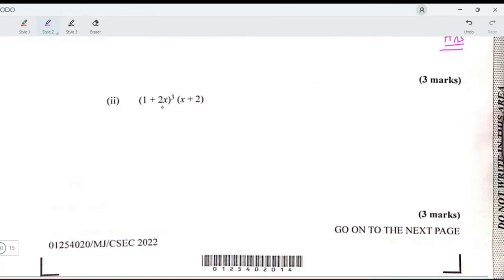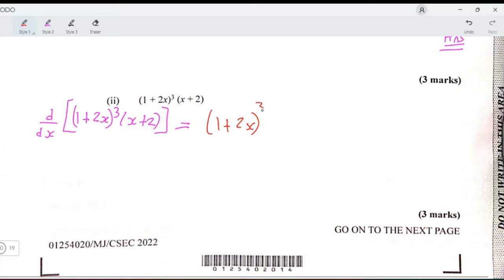Now this one, we're going to differentiate. You have to differentiate it using product rule and chain rule. So we're going to have to use product and chain rule. This one is usually a little bit lengthy. So remember, to differentiate it, you keep the first, then you multiply it by the derivative of the second.